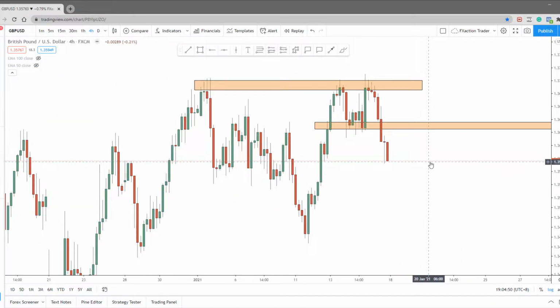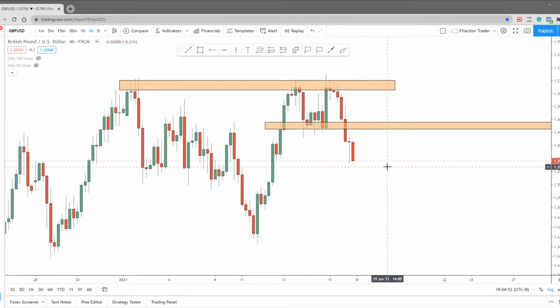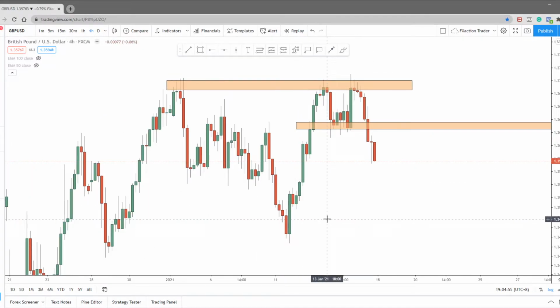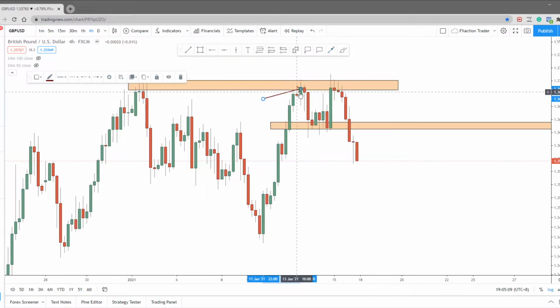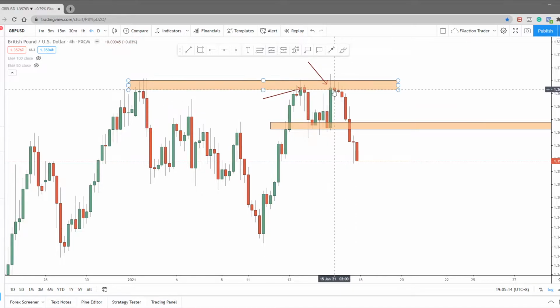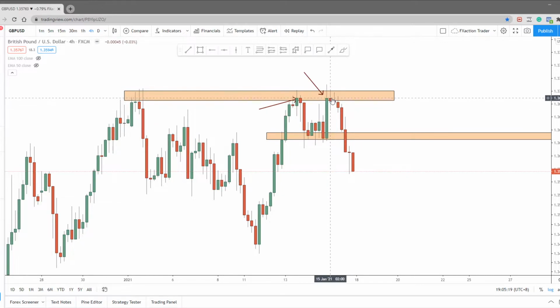Alright, so on the Pound Dollar, this is an H4 chart. On this H4 chart I can see two things. The first thing is that the market is trying to break out of this previous high level but failed. We can see there is a first attempt but the market rejected, and a second attempt with a stronger bullish candle.